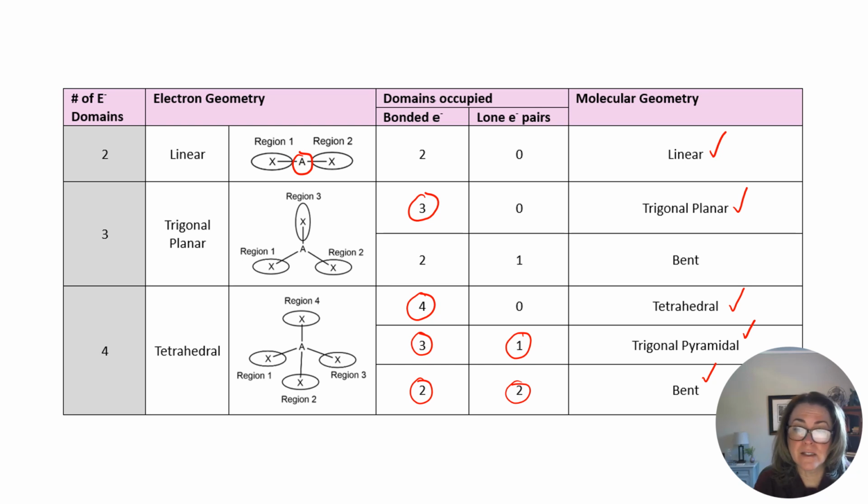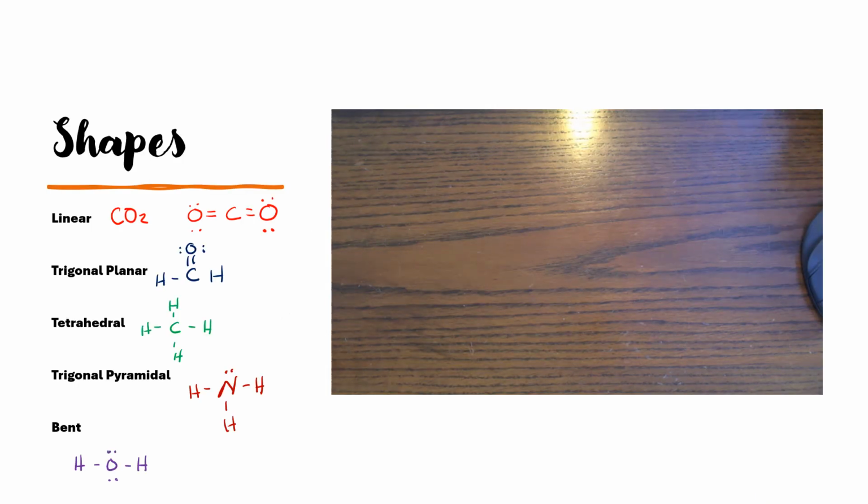All right, in the next slide, I'm going to show you, using the ball and stick models, what these actually look like. Okay, so I'm going to use these molecules to demonstrate what these 3D shapes look like. The first is our linear example, and that is carbon dioxide.